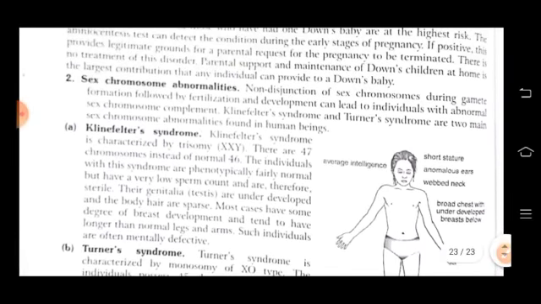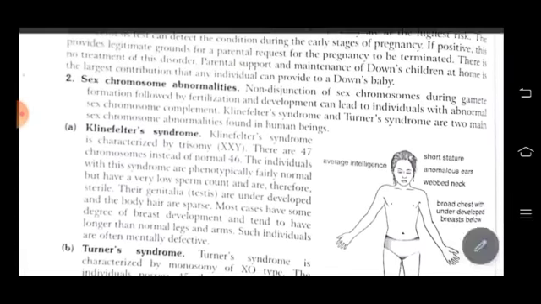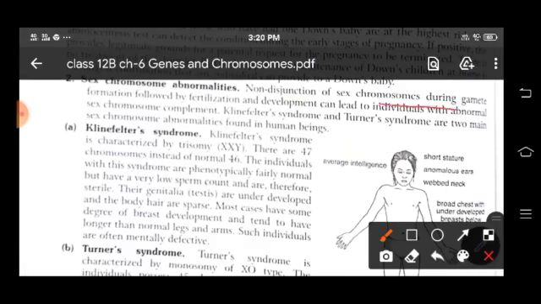Now, sex chromosomal abnormalities. Now, non-disjunction of sex chromosomes during gamete formation, which is followed by fertilization and development, can lead to individuals with an abnormal sex chromosome complement. Klinefelter syndrome and Turner syndrome are the two main sex chromosomal abnormalities which are found in human beings.